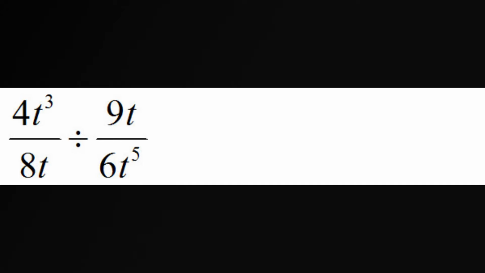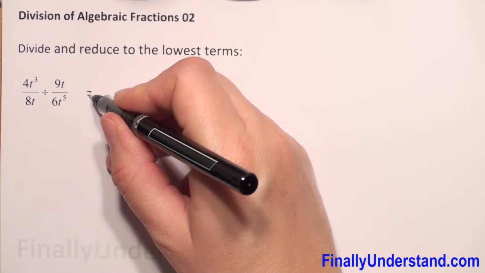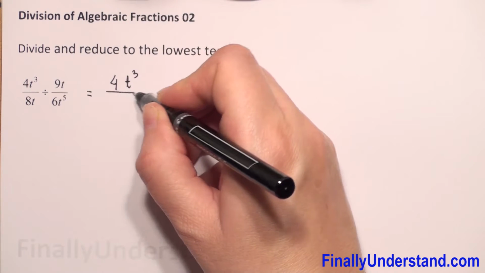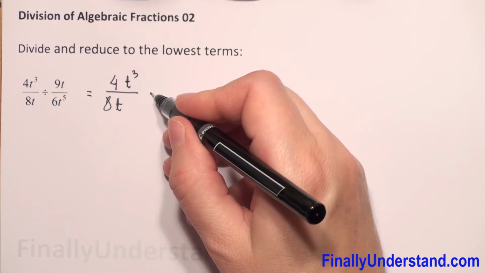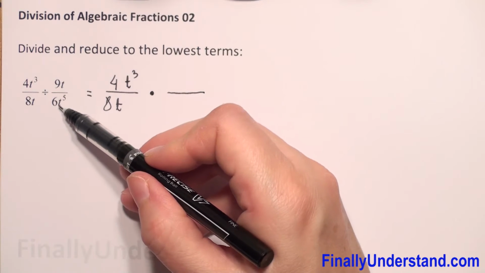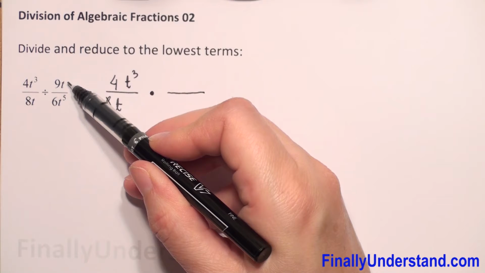We have division of algebraic fractions. We know that when we have to do the division of algebraic fractions, we have to use the same rule like for division of fractions. It means we have to copy the first fraction, 4t cubed over 8t, change the division sign to multiplication, and flip the second fraction.